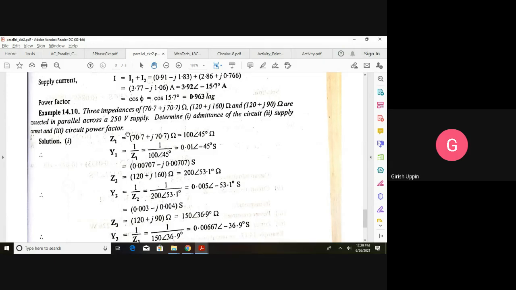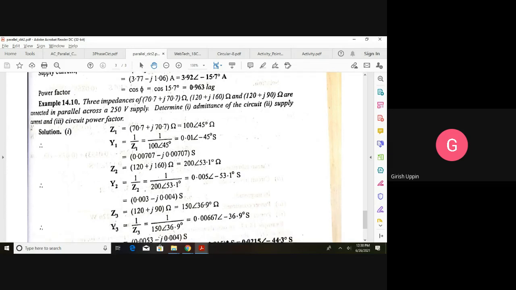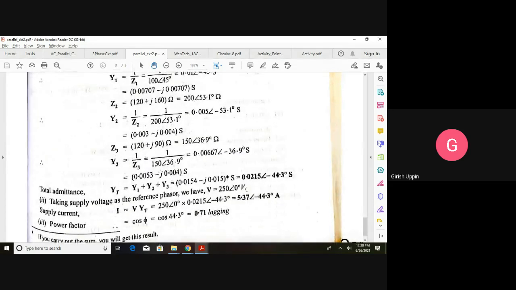These three are connected in parallel. We have to determine the, don't worry about the admittance. 1 upon Z is the admittance, for your information. Y, the admittance, is equal to 1 by Z. You can find the supply current and the circuit power factor. The same method you have to use. Z1 is given, Z2 is given, Z3. In your calci, you can directly say 1 upon ZT is equal to 1 upon Z1 plus 1 upon Z2 plus 1 upon Z3. Put your calci in the complex number mode, then it will do the direct calculations.